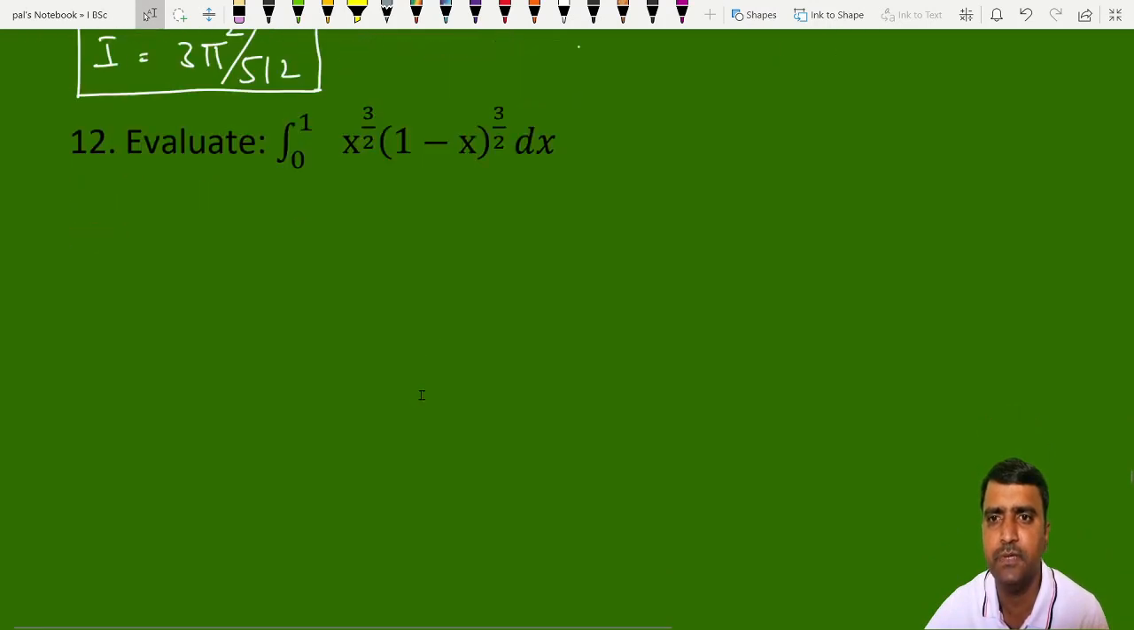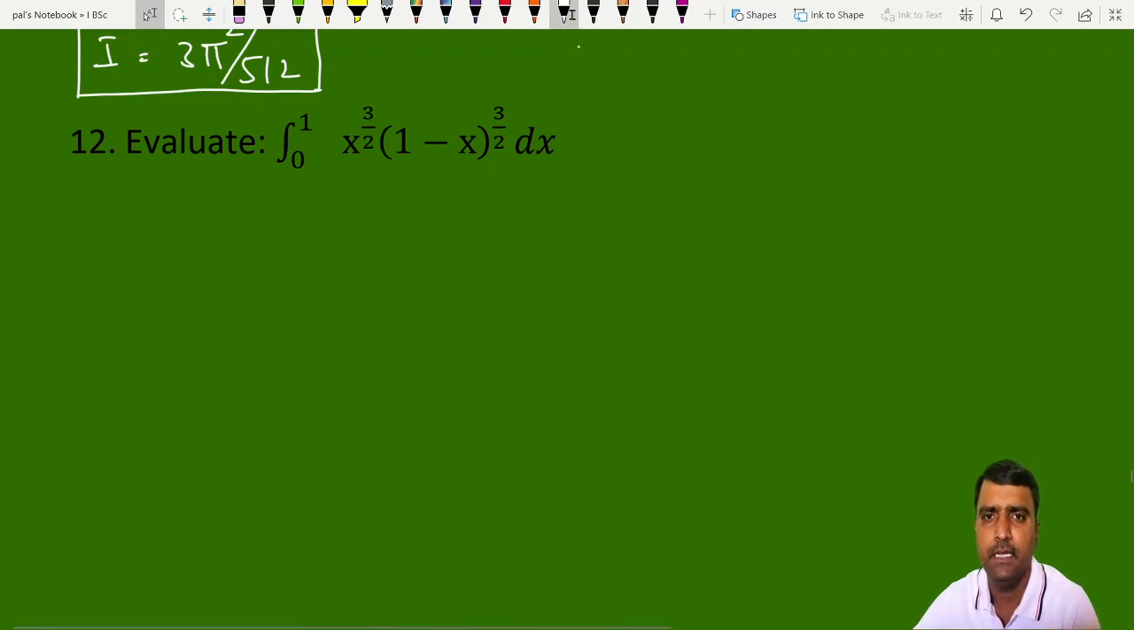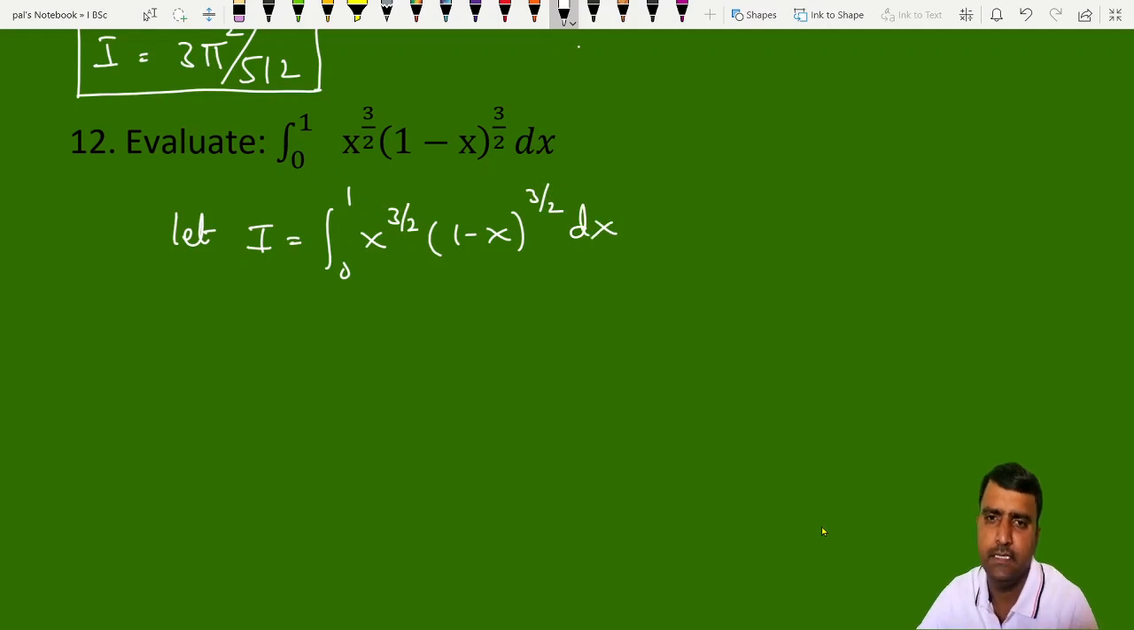Let us see this one. Evaluate the integration from 0 to 1 of x to the power 3 by 2 into (1 minus x) to the power 3 by 2 dx. To solve this problem, take this integral as I. Let I is equal to the integration from 0 to 1 of x to the power 3 by 2 into (1 minus x) to the power 3 by 2 dx. To solve this one, we have to take one substitution.